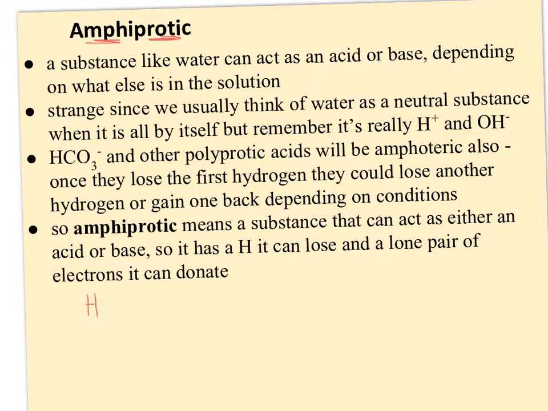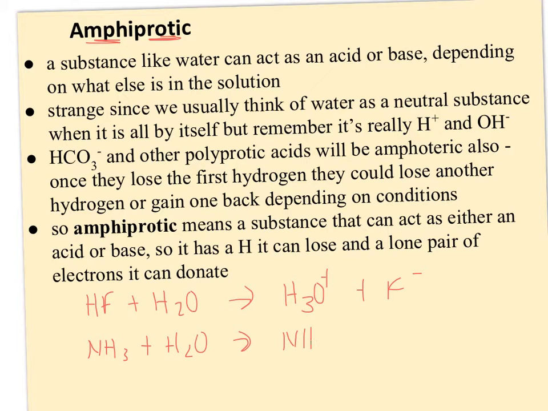For example, if I have HF in water, it can become H3O plus and F minus. In this case, H2O is acting as a base. But if I have NH3 and I put it in water, it's going to tend to become NH4 plus, and now the water has acted as an acid. So up here it's a base when combining with an acid. Down here it's an acid when combining with the base.